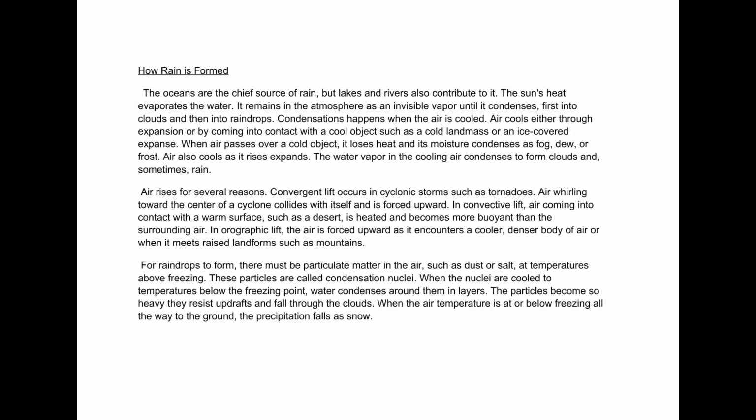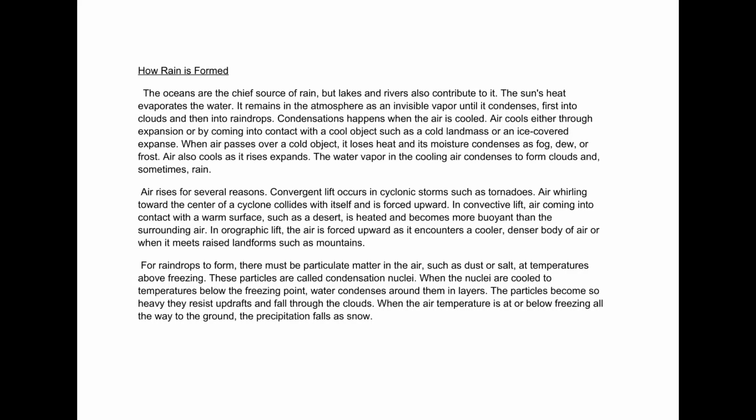How rain is formed. The oceans are the chief source of rain, but lakes and rivers also contribute to it. The sun's heat evaporates the water. It remains in the atmosphere as an invisible vapor until it condenses, first into clouds and then into raindrops. Condensation happens when the air is cooled.